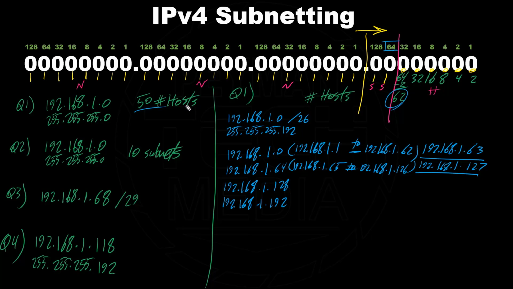What we did: first finding out how many bits we have to borrow from the host bits in order to subnet, and having enough available IP addresses. So in this case, 2.